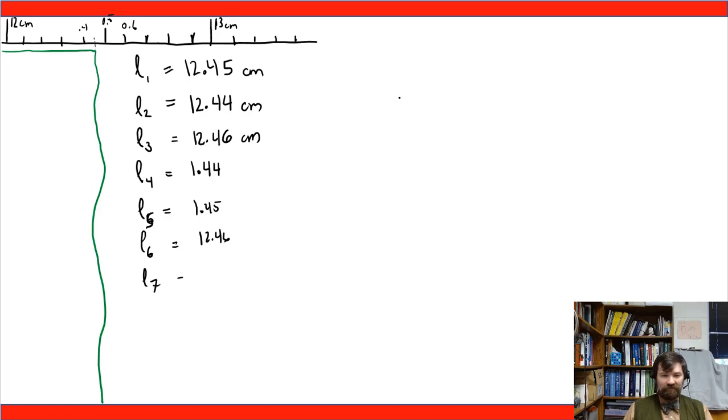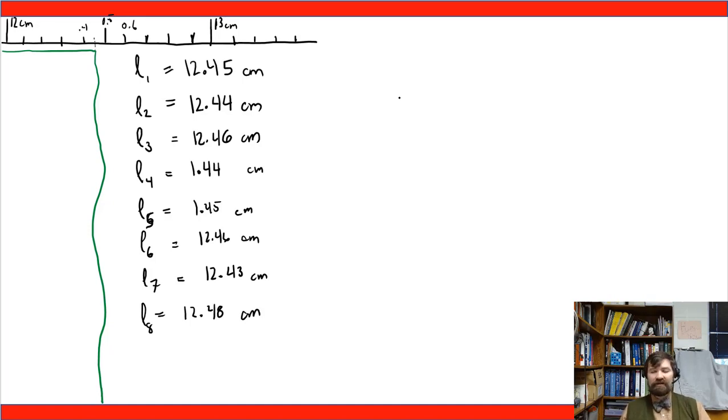Maybe there's someone who comes along and gets 12.43, and maybe somebody else comes along and gets 12.48, etc. All right, so this was sort of like step 0 in this entire procedure. And so now we say, all right, what is the measurement of this length of the sponge?